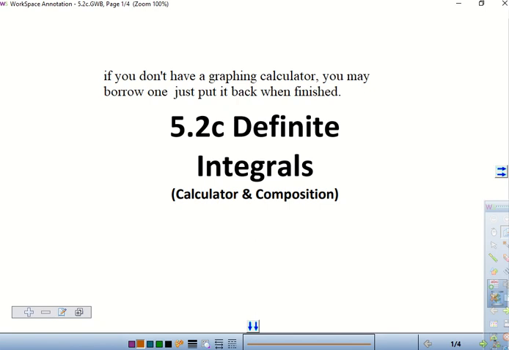All right, so today we're going to be doing 2.4c, which is the last section of 2.4, or I'm sorry, 5.2. Don't know why I said 2.4, of definite integrals. And we're going to be doing calculator and composition today.